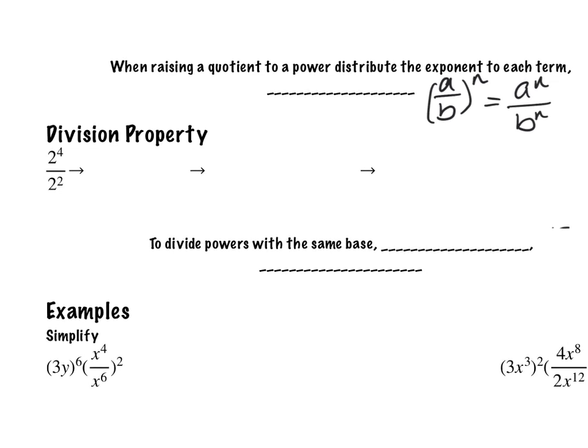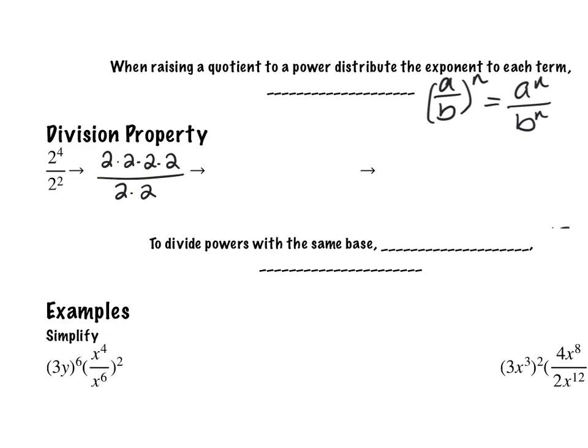So the last one, the division property. Let's write it out the same way I wrote the first one. 2 to the fourth would be 2 times 2 times 2 times 2, over 2 squared, which is 2 times 2. So now if we think about what happens when I divide anything by itself, it's 1. A fraction just means division.